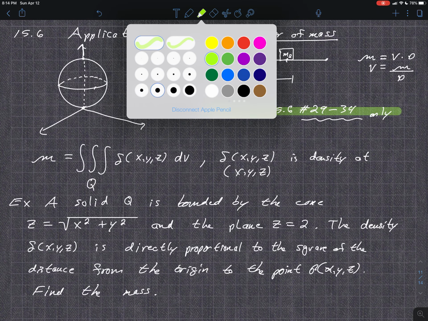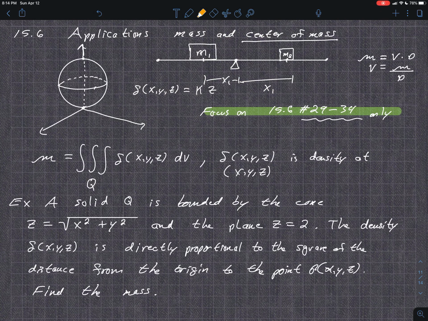So what if we are looking for this? This example I have on the left here is a sphere. Suppose you have a volume, a solid, but inside that solid you have a density that's varying. This example might say the density, and they use a delta, is directly proportional to the distance from the xy plane. So here's the xy plane, and k times z would be that distance.